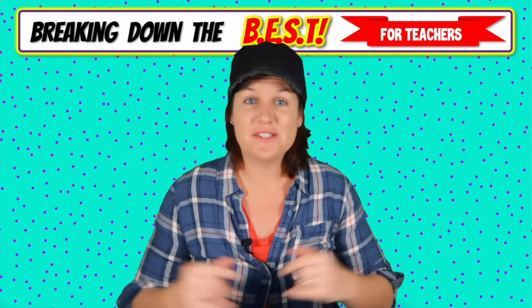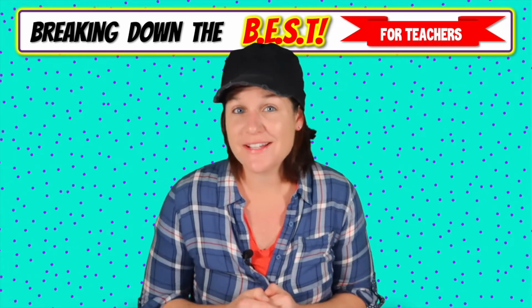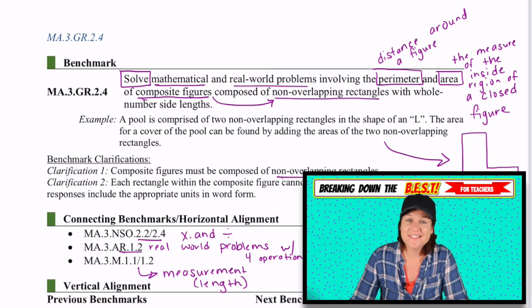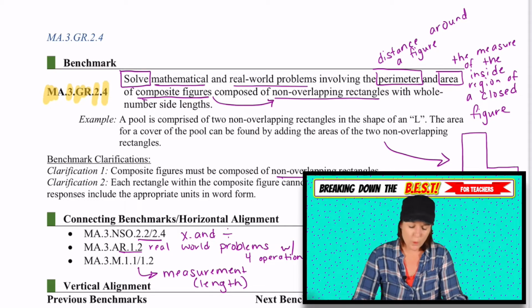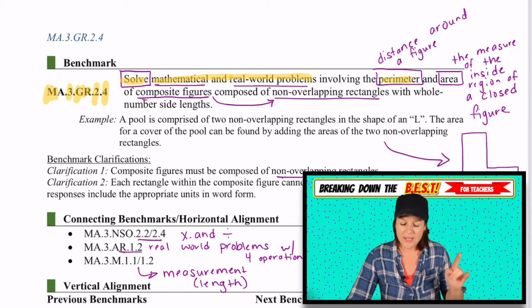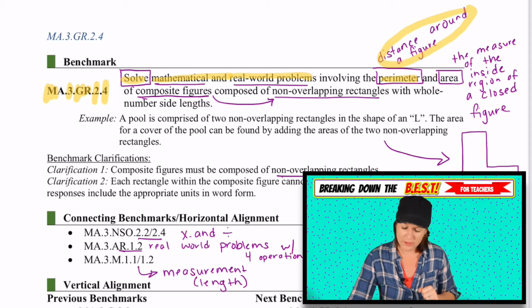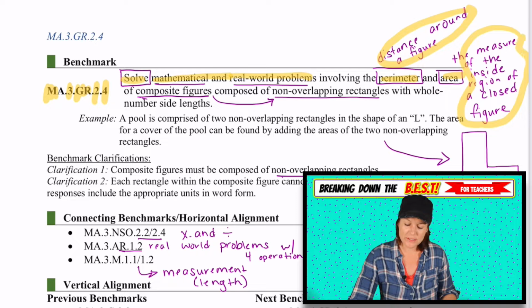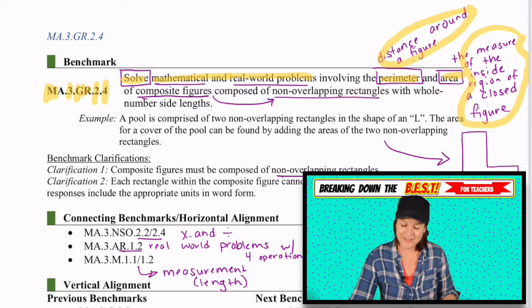Hey everyone, my name is McCarthy and I am so excited that you are here joining me as we break down the following standard. Today's standard is MA.3.GR.2.4, and it says that we will solve mathematical and real-world problems involving the perimeter, which is the distance around a figure, and the area, which is the measure of the inside region of a closed figure.